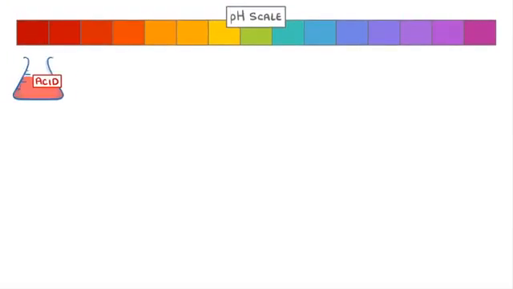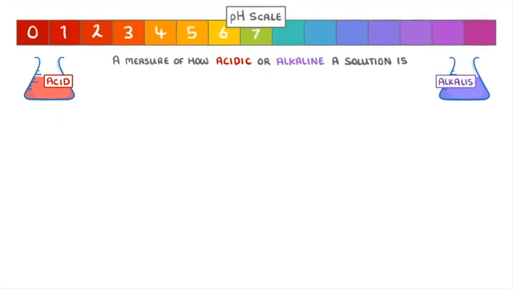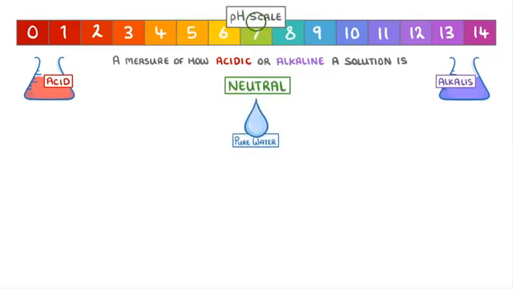In today's video, we're going to look at the pH scale and see what acids and alkalis are. pH is really just a measure of how acidic or alkaline a solution is, and it's measured on a scale from 0 to 14, with low numbers being most acidic and high numbers being most alkaline. And if the substance is neutral, like pure water, then the pH would be 7, which is neither acidic nor alkaline.